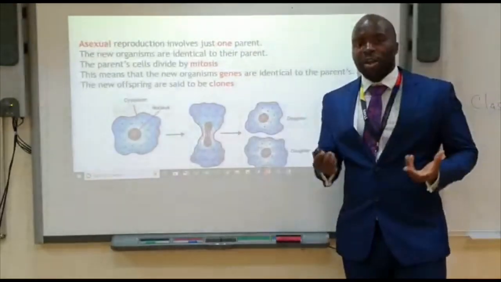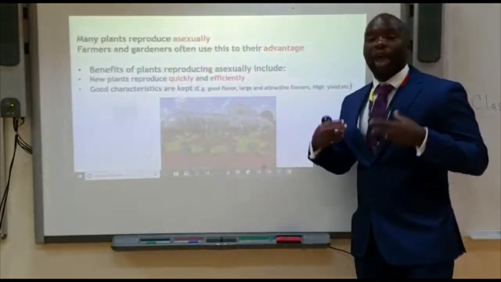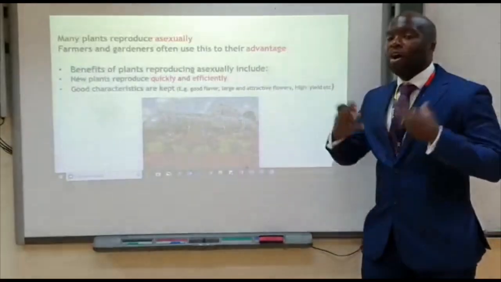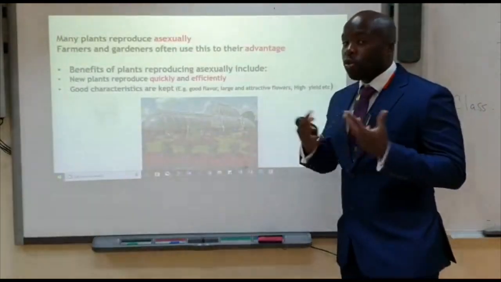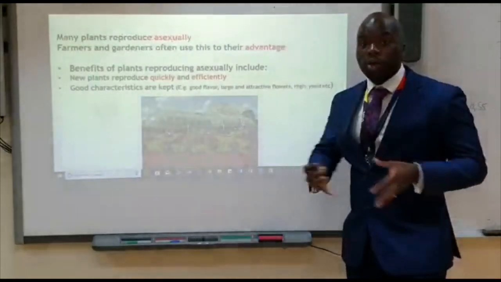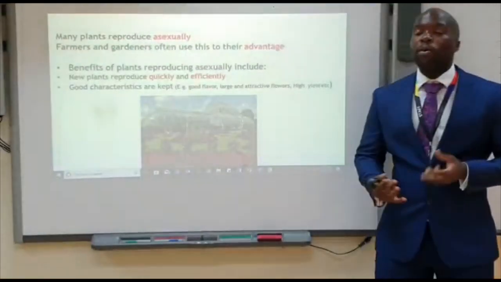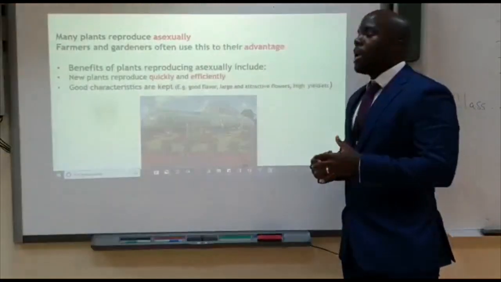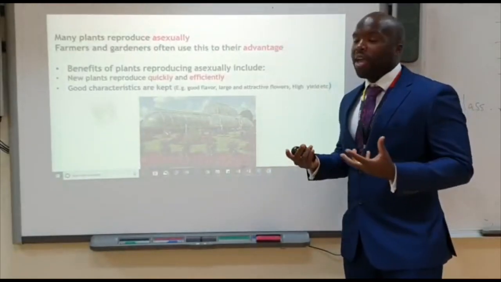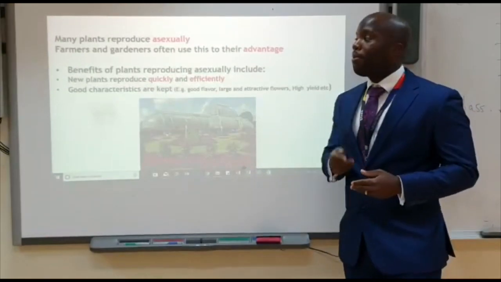So why is this beneficial to some organisms? Because most plants, for example, will reproduce asexually with one parent. And this is really exploited by farmers and gardeners who often use this to their advantage. So for example, if they have a plant that reproduces quickly or efficiently, they will continue to do this via asexual reproduction. If they have a plant with good characteristics, so for example, it has good flavor, it's large, it has attractive flowers, even a nice smell, okay? If they get this plant to reproduce asexually, they can make more and more of that plant.